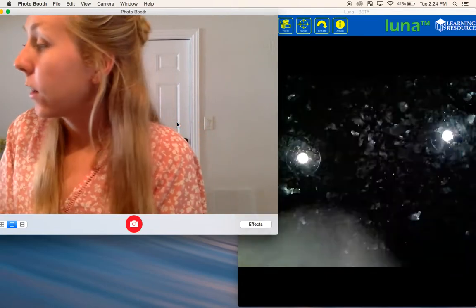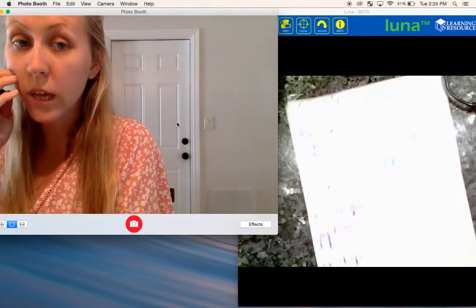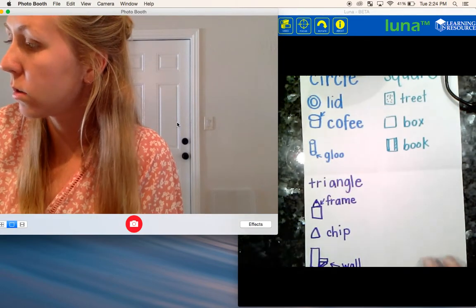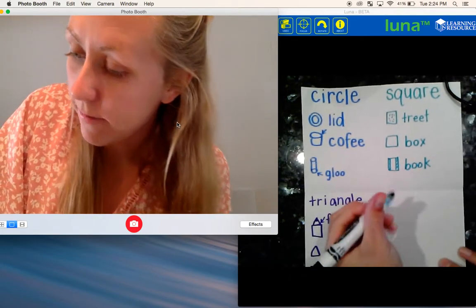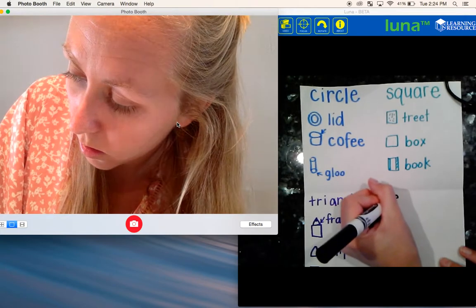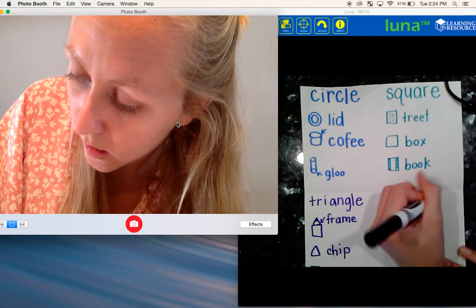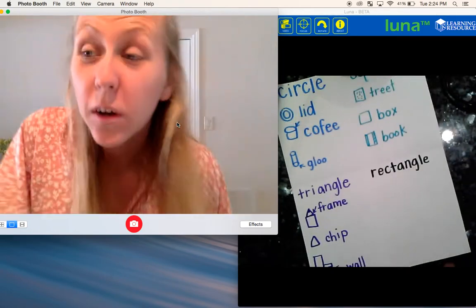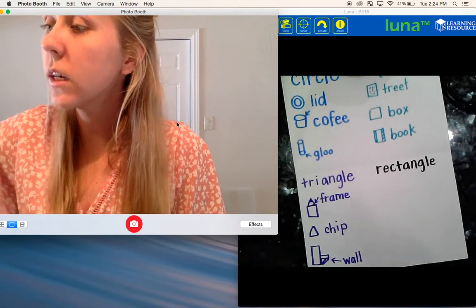Okay, now for your last day, you're going to grab your shape hunt, and you are going to look around your house for some rectangles. And what I found, I'm going to show you now. Rectangle. I found a lot of things in the house that are rectangles. Yesterday I had a hard time finding those triangles, but today was a little easier.